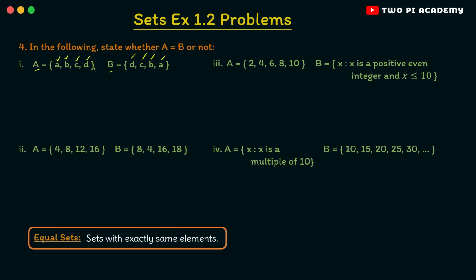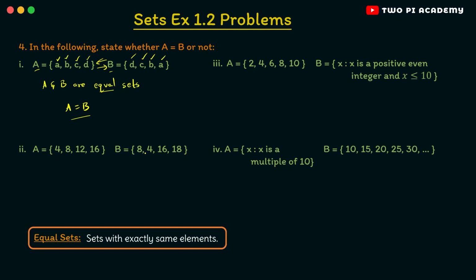So clearly every element in A is in B and every element in B is in A, right? So in such cases we will say A and B are equal sets. So if A and B are equal sets, you can write A is equal to B. This is the notation for denoting equal sets. So in the problem they have asked state whether A is equal to B or not, and we have stated that. So this is how you have to solve this problem. Now the second one, capital A has the elements 4, 8, 12, 16.